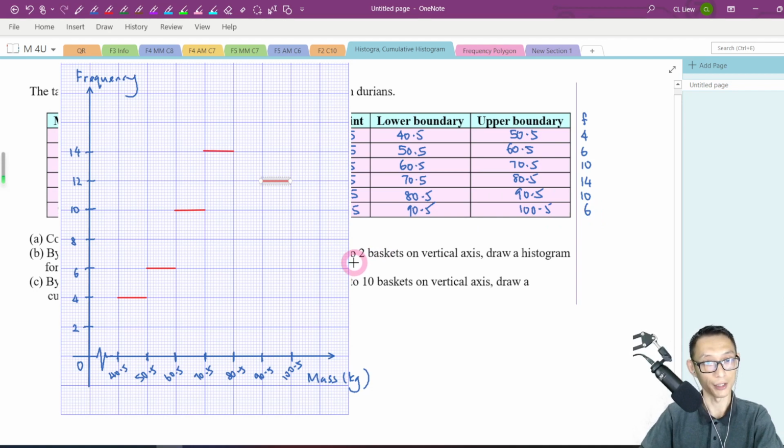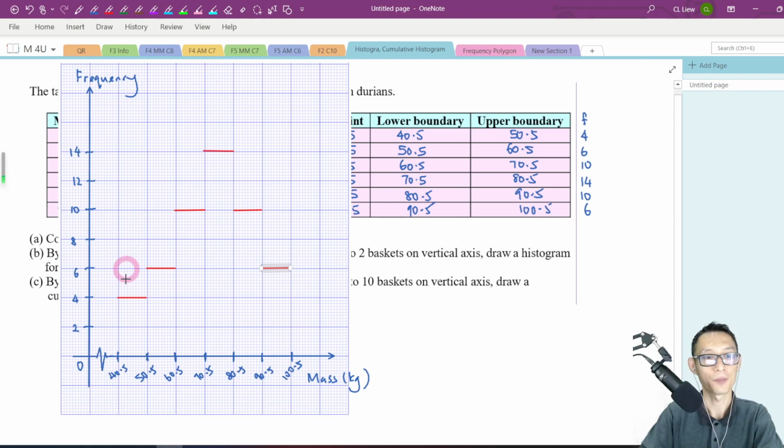Oh, I think I made some mistakes, sorry. Let me double check again. 4, 6, 10, 14. Oh, sorry. Here should be here. 10. And the last one is 6. Let me double check again. 4, 6, 10, 14, 16.